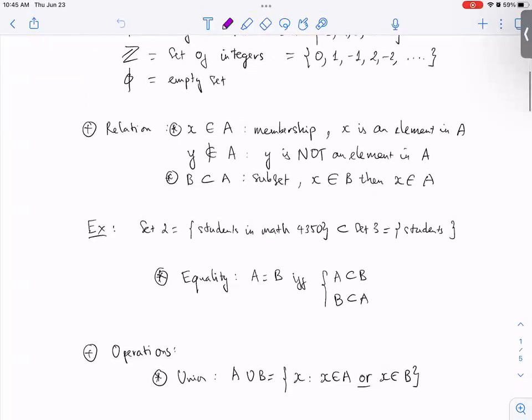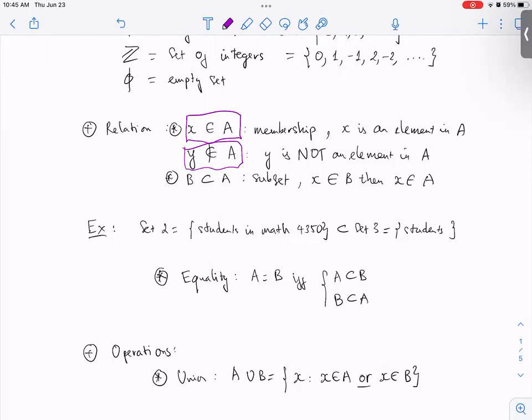Now, for elements and sets, there are some relations. First of all, you can define membership. X is in the set A, X is a member of A, and it is denoted by this symbol. And you use this notation to denote Y is not an element in A. So this is how you define membership.